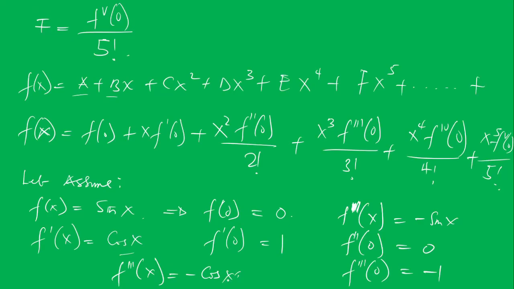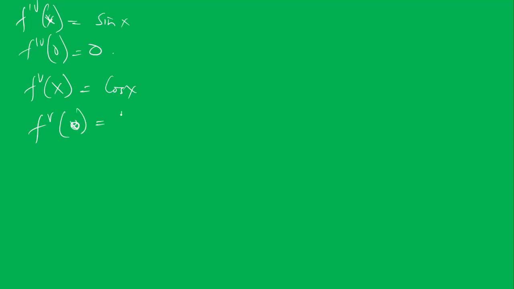For the fourth derivative, it will now be equal to sine x. So the fourth derivative when x is equal to 0 will now be 0. The fifth derivative will be cos x. So the fifth derivative when x is equal to 0 is equal to 1. So we can just continue.